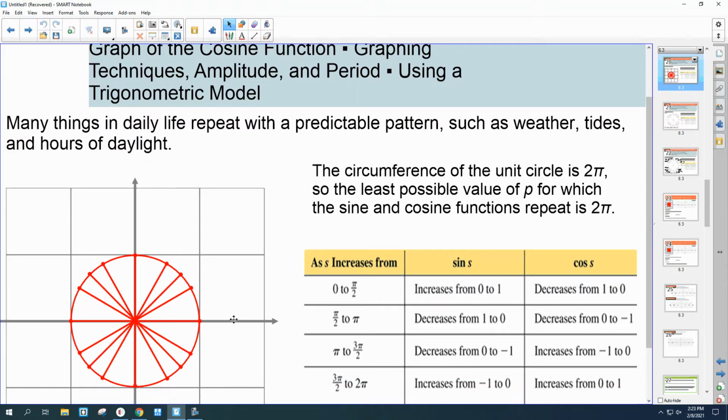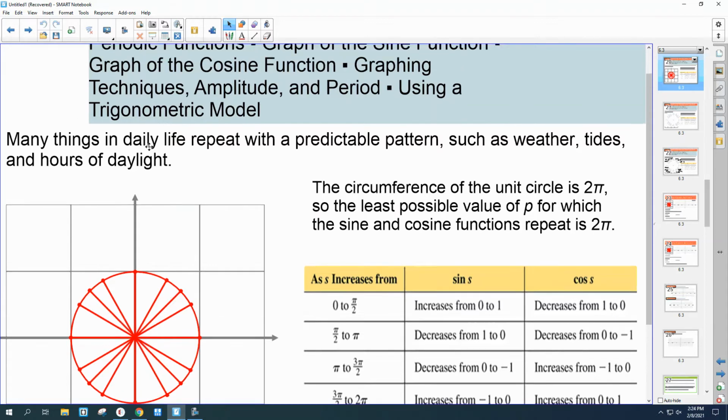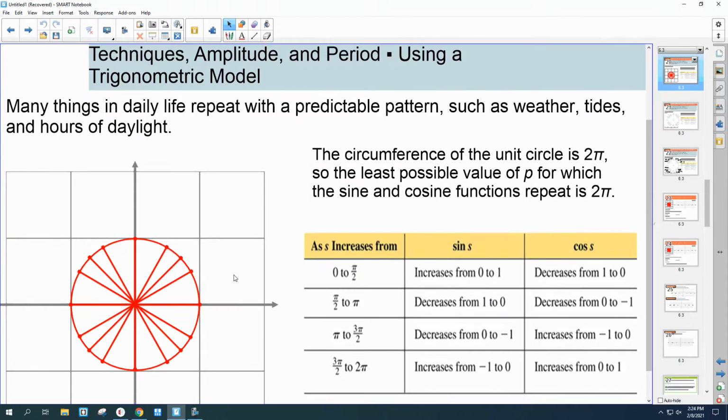We've got this unit circle, and I don't have anything filled in yet, but the circumference of the unit circle is 2 pi. So think about a radius of 1. If you found the circumference of this, it would be 2 pi. So all the way around the circle is 2 pi. That's going to be super important. So the least possible value of p for which the sine and cosine functions repeat is 2 pi. All right, so p is that predictable pattern. It's also known as the period, and that's going to be important for us to be able to find so we can draw graphs of the sine and cosine functions.